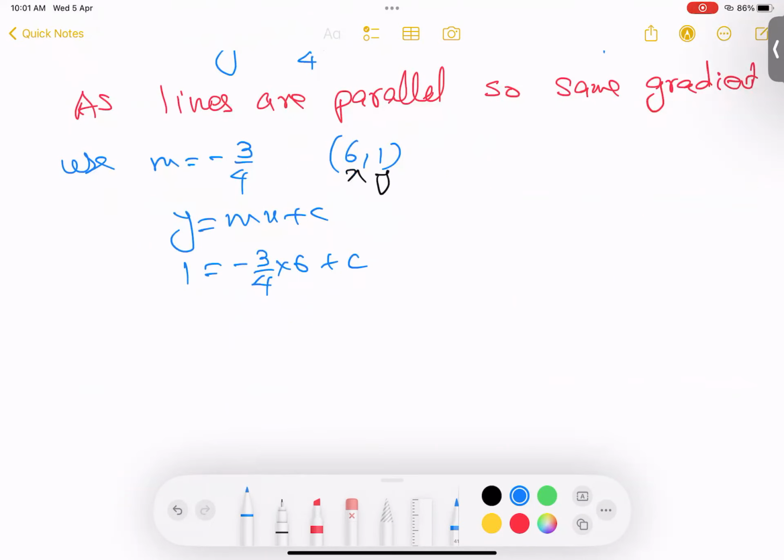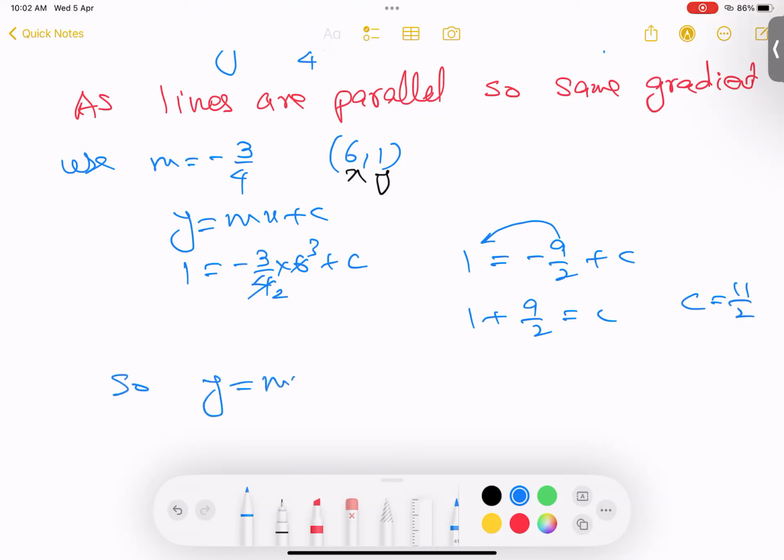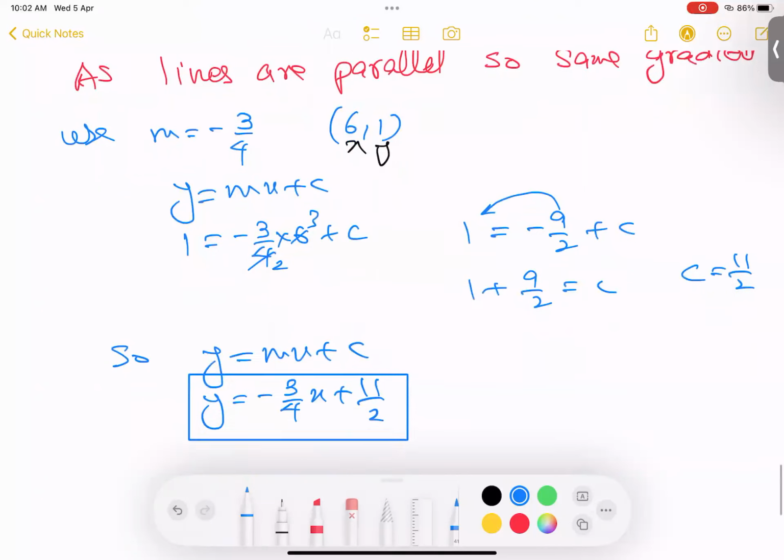And now what is coming here? Ultimately, I got 1 equals minus 9 over 2. This goes there, so 1 plus 9 over 2, which is 11 by 2. So what is the final answer? y equals mx plus c. The m value is this and the c value is this. Simple plug in and get the answer. So y equals minus 3 over 4 times x plus 11 over 2. I hope the point is very, very clear.